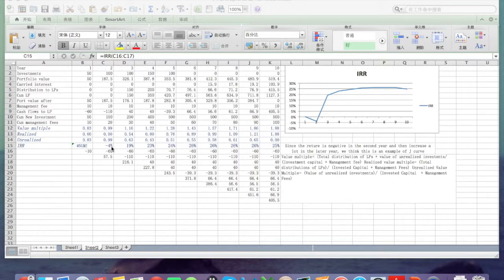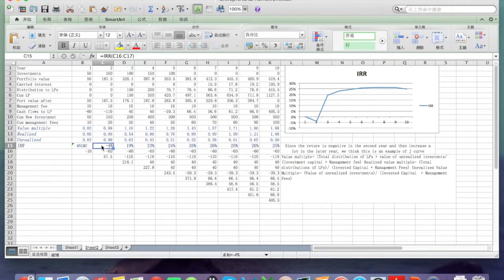And for the IRR, here is the cash flow for each of the years, and here's the equation about how we got the IRR. And by plotting all the IRRs into one graph, here's what we got. You can see since the return is negative in the second year and then increases a lot in the later years, we think this is an example of J-curve.